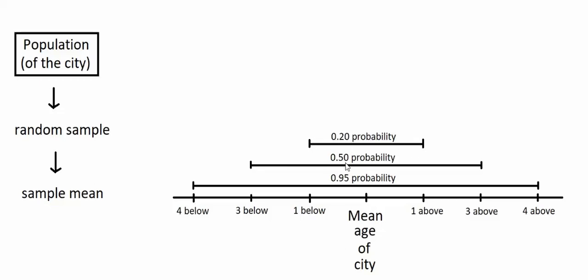I have a 0.50 probability of getting a sample mean somewhere between 3 below and 3 above, and ending up somewhere in this range. And I have a 0.95 probability of getting a sample mean somewhere between 4 below and 4 above the mean of the city. So basically, I have a 0.20 probability of getting a sample mean somewhere in this range, a 0.50 probability of getting a sample mean somewhere in this range, and a 0.95 probability of getting a sample mean somewhere in this range. That's what these 3 margins of error are telling us.